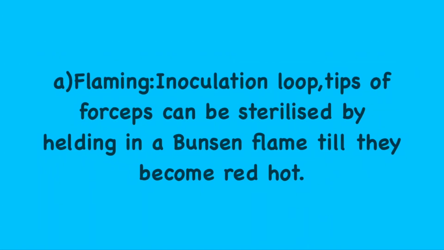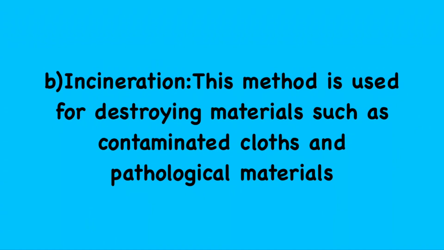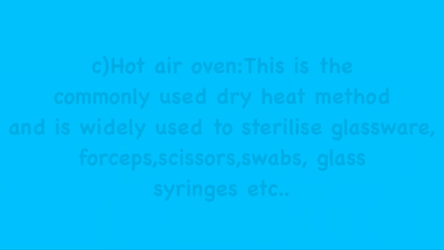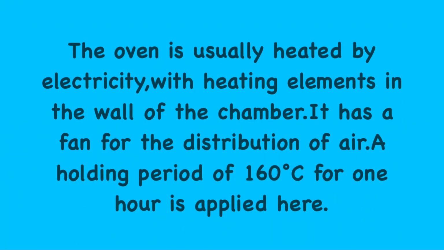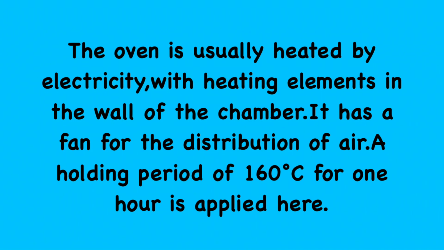Methods are: A. Flaming. Inoculation loop and tips of forceps can be sterilized by holding in a Bunsen flame till they become red hot. B. Incineration. This method is used for destroying materials such as contaminated clothes and pathological materials. C. Hot air oven. This is the commonly used dry heat method and is widely used to sterilize glassware, forceps, scissors, swabs, glass syringes, etc. The oven is usually heated by electricity with the heating elements in the wall of the chamber. It has a fan for the distribution of air. A holding period of 160 degrees Celsius for 1 hour is applied here.